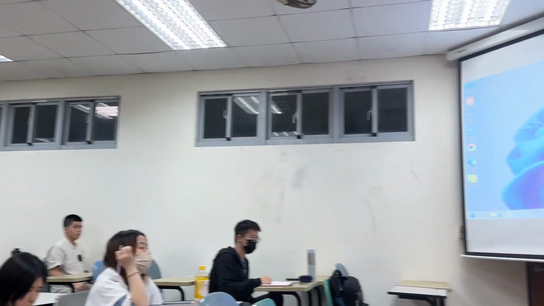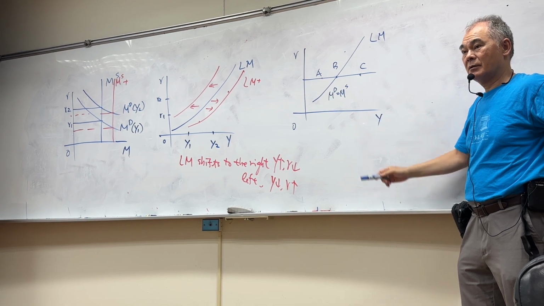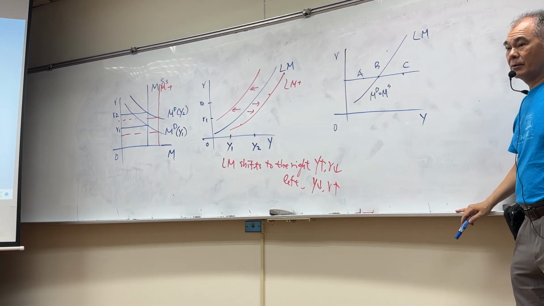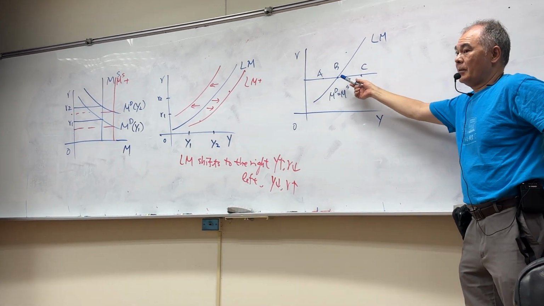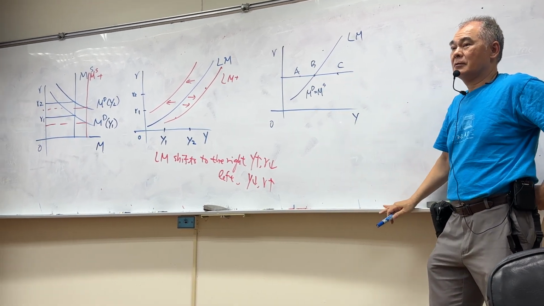A, B, and C have the same interest rate level, right? So the only difference is Y, right? And so if at point B, MD is equal to MS, what about C?